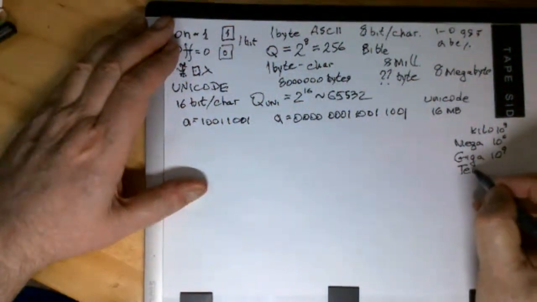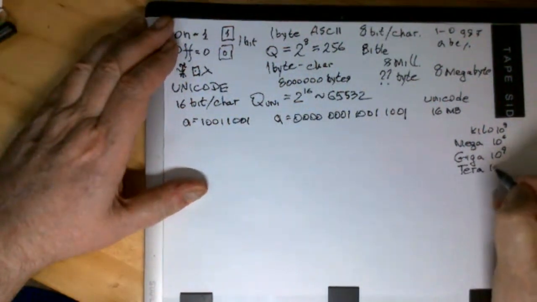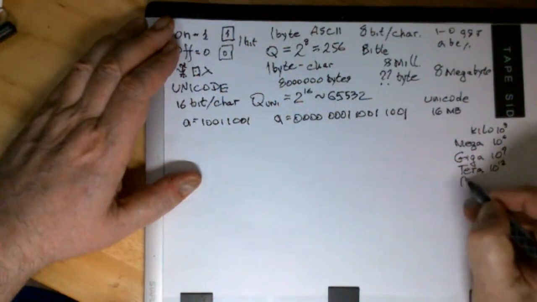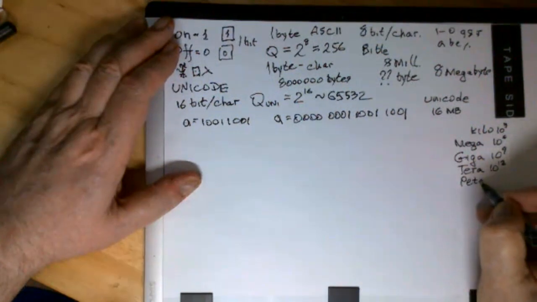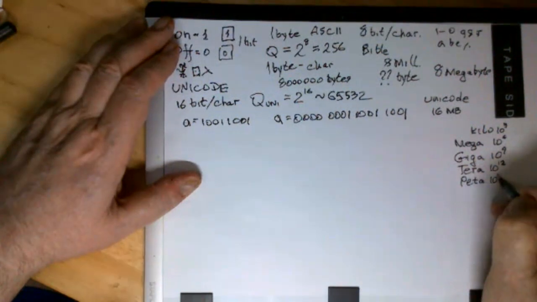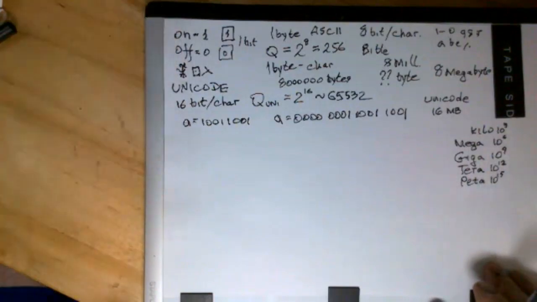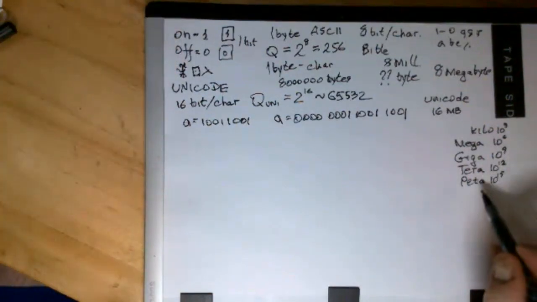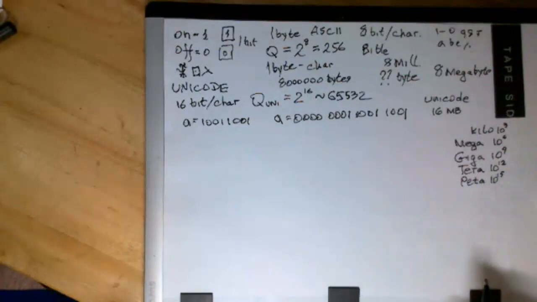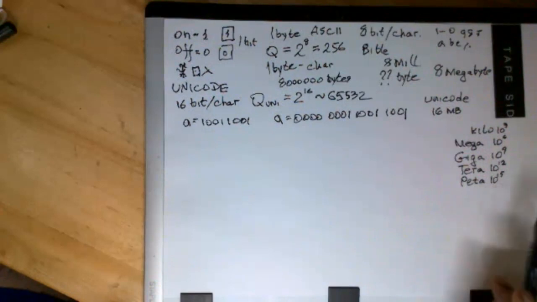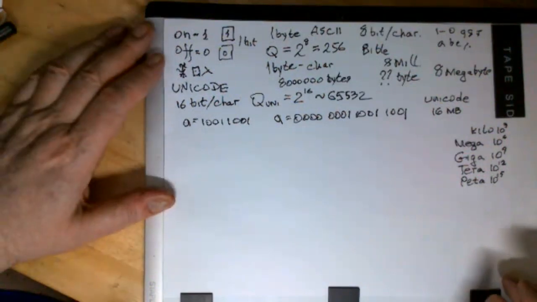And tera is 10 in the power of 12. That is trillion. Next will be peta. I don't know about more. Peta is 10 in the power of 15. And that is, if this is a trillion, that is quadrillion. So folks, then we can measure the size of information in these measurement units.